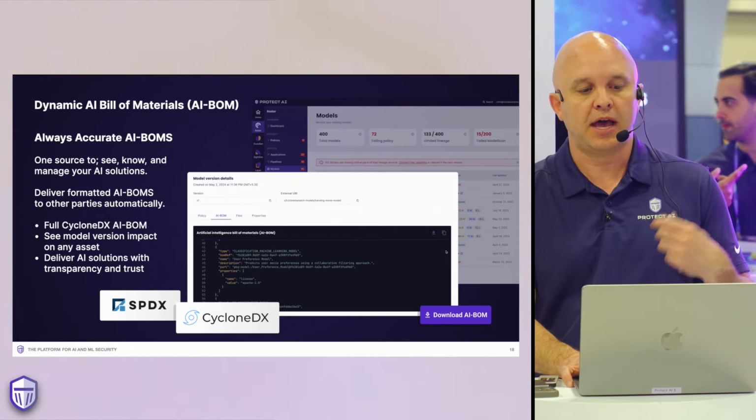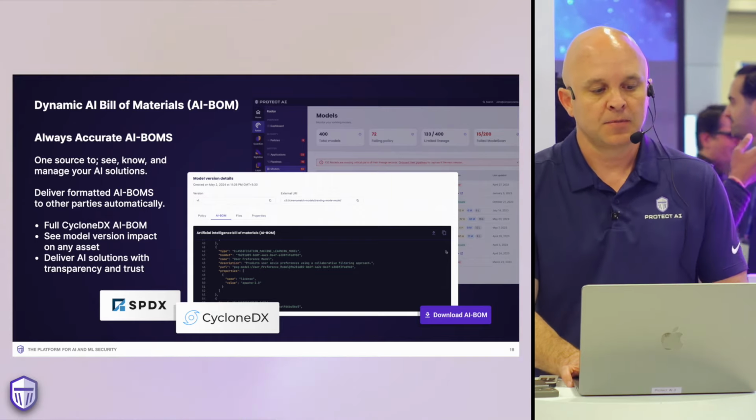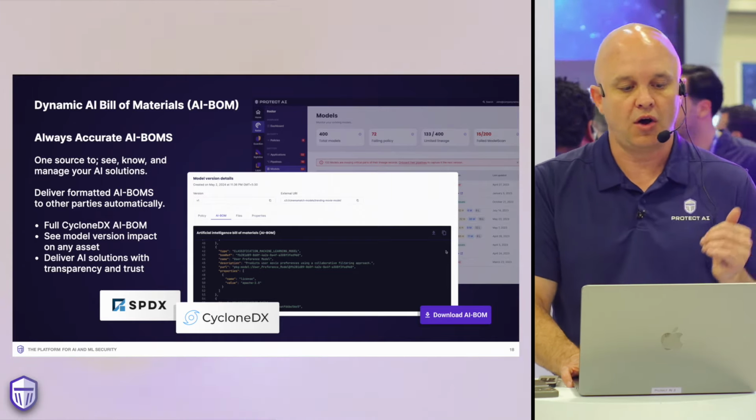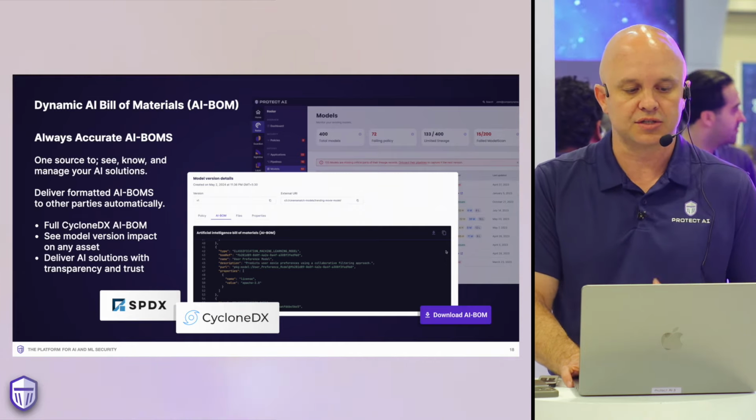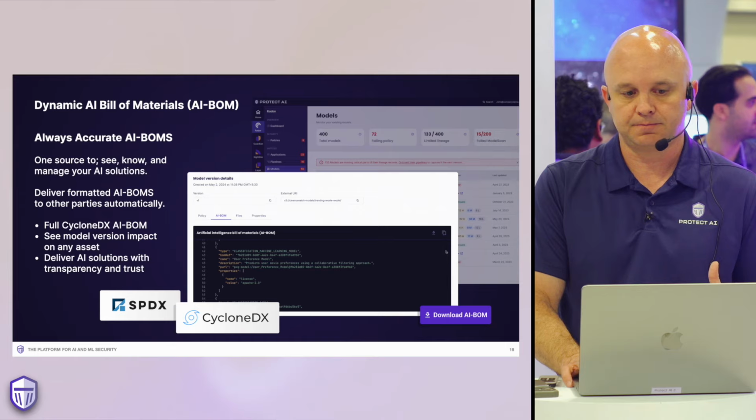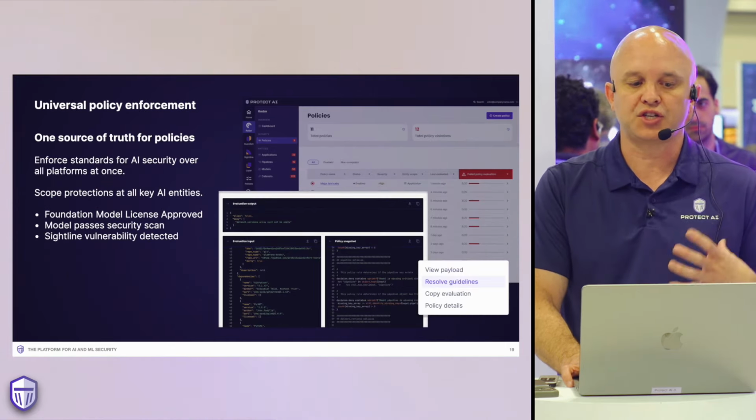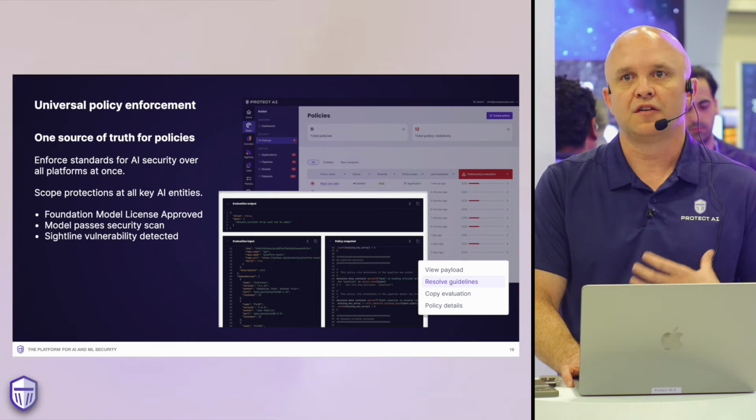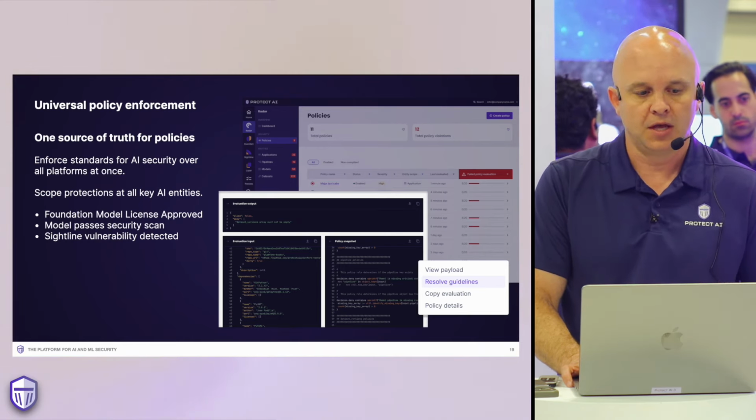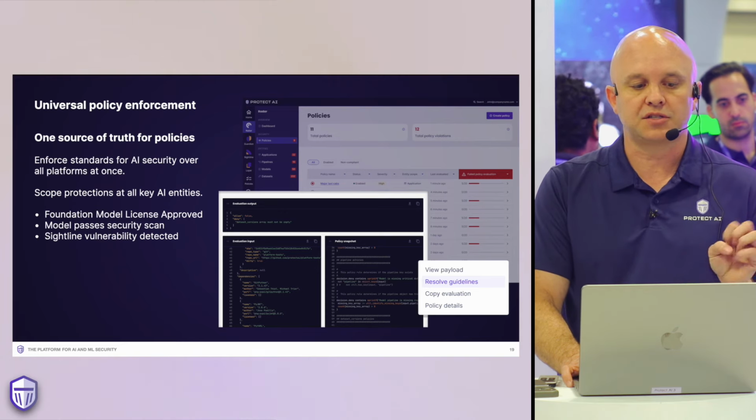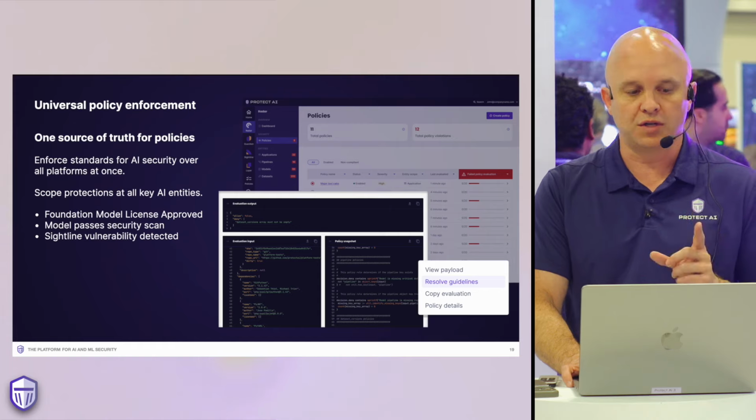And it can both export and import SPDX and CycloneDX formats. Once you have those things, you can see all the model versions' impact on any asset, and you can deliver AI solutions with transparency and trust. And of course, there's universal policy enforcement, which is essentially one source of truth for security policies in your AI environment across your ecosystem. You can enforce those standards for AI security over all the platforms, over all your AI applications with one single call.